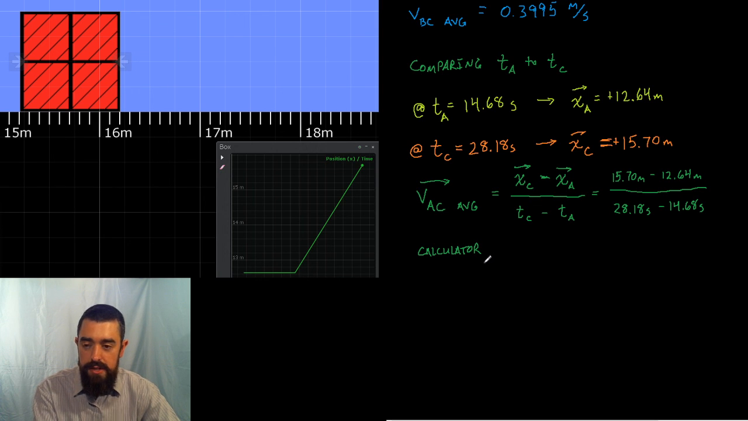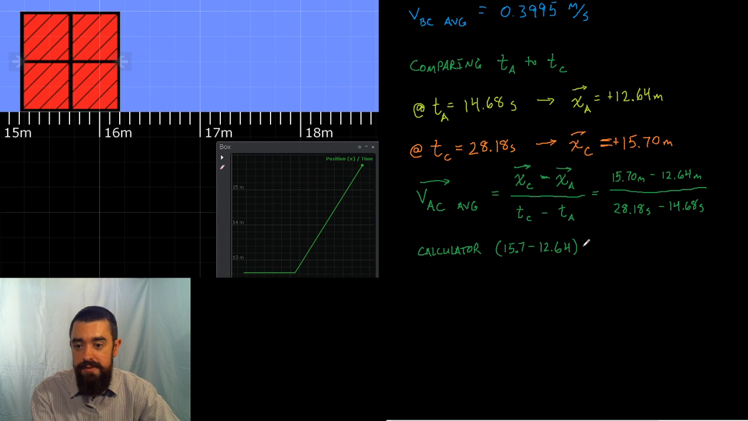They're really smart, except they're not. So what you have to put in a calculator in order to do this in one step: you have to open parentheses first. Then you put in 15.7 minus 12.64. And then you close parentheses for the top.